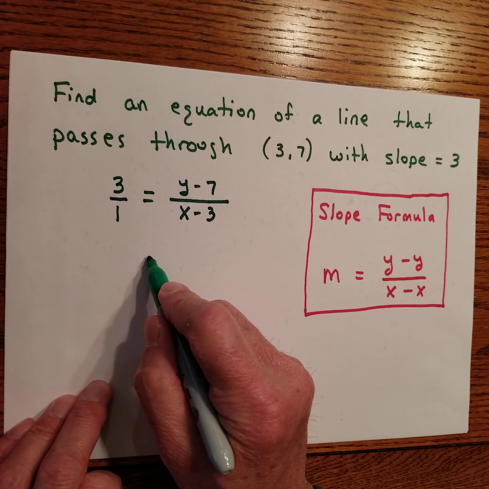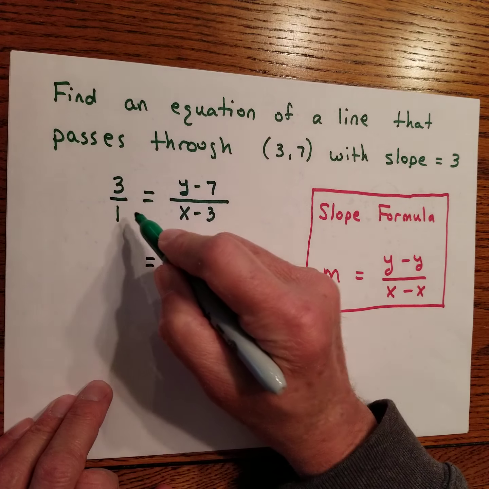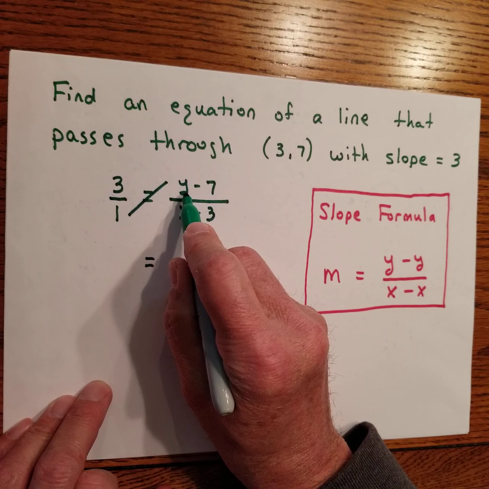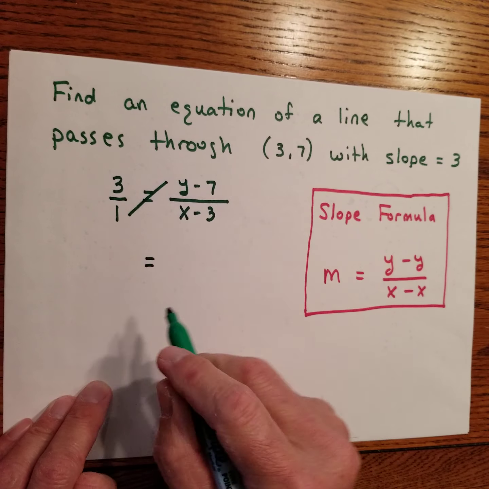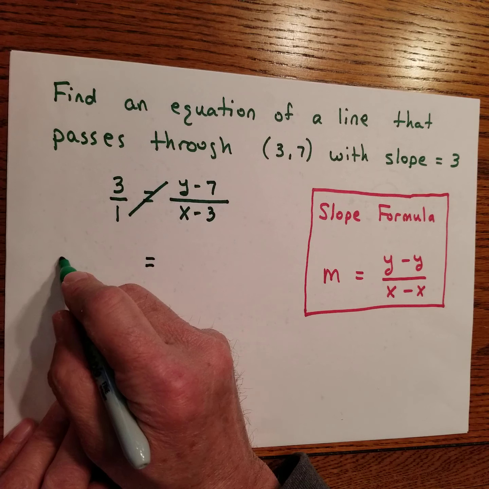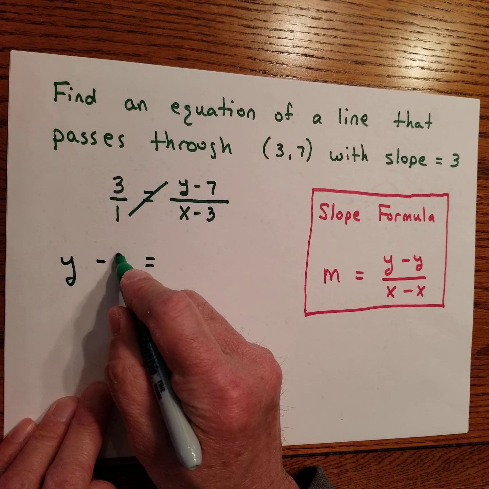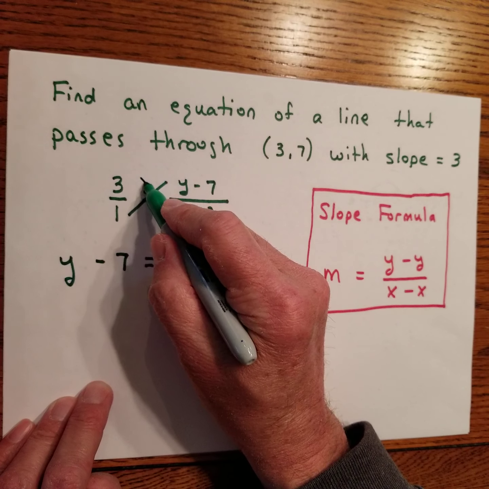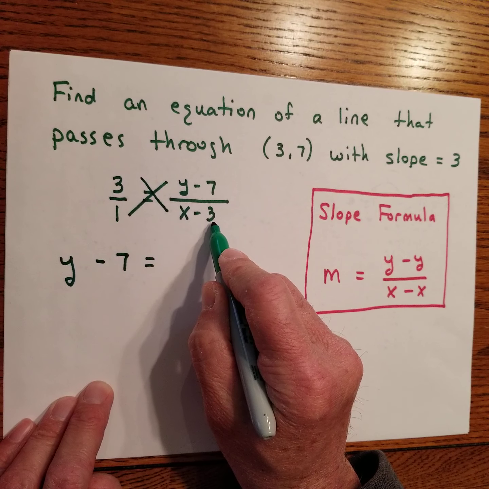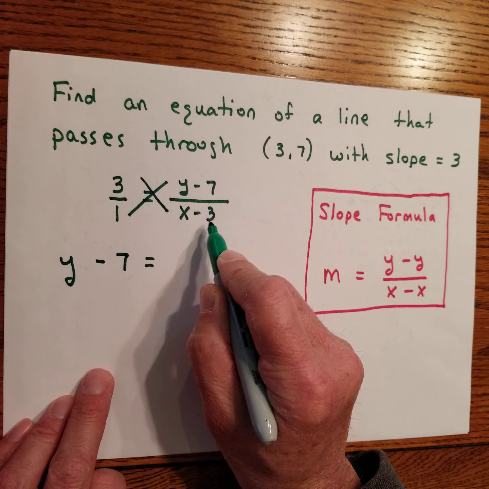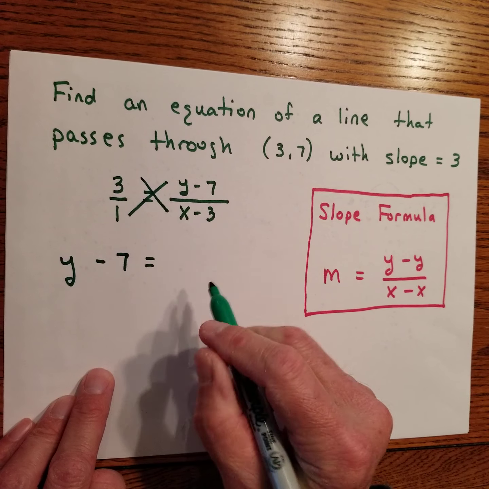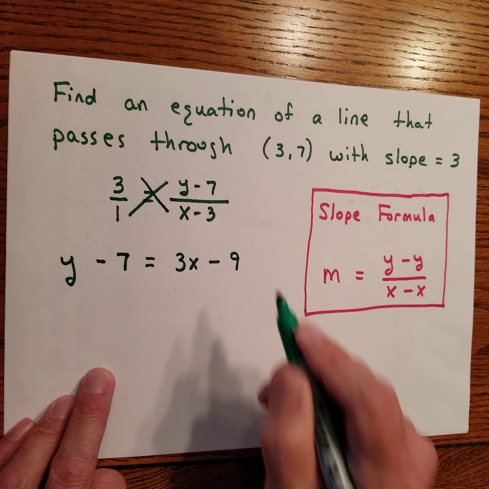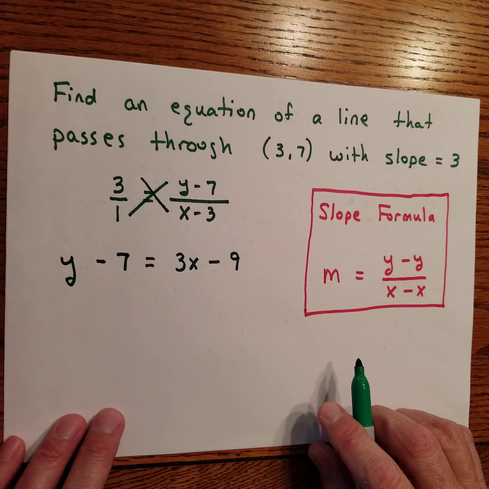Now let's treat this like a proportion. Take this 1, distribute it to both of those. That's 1 times y and 1 times -7. Then take this 3 and multiply it by both of these terms. That's 3 times x and 3 times -3.